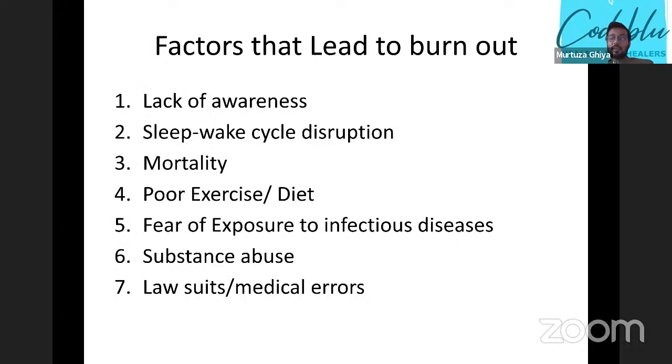Number 2 is sleep-wake cycle disruption. In some ways, it's also the hierarchy. It's probably the second worst factor that's leading to rapid burnout of healthcare professionals. So we're going to discuss this in some detail today.